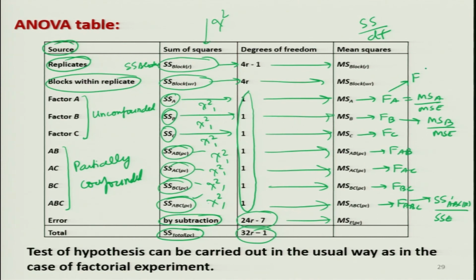F distribution with degrees of freedom 1 and 24r minus 7 under H naught, and similarly here FABC will also follow an F distribution with the degrees of freedom 1 and 24r minus 7 under H naught. Right, and then based on that you can simply conduct the test of hypothesis for each of these effects exactly in the same way as you used to do in the past.